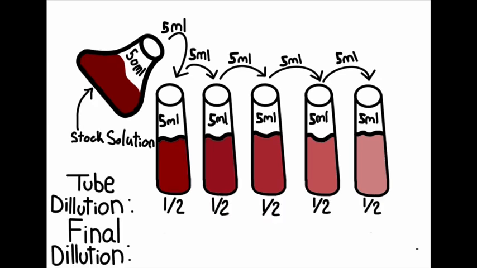Here we'll show tube dilution. The tube dilution is 1/2. A 1/2 tube dilution or a 2-fold dilution means that each new tube has half of the concentration of the previous one. Next I'll explain what a final dilution is.